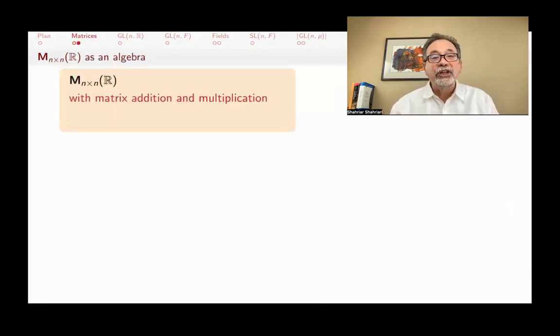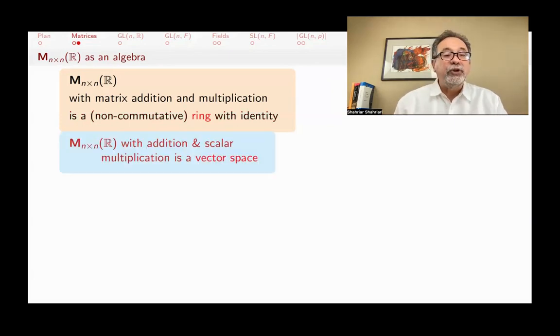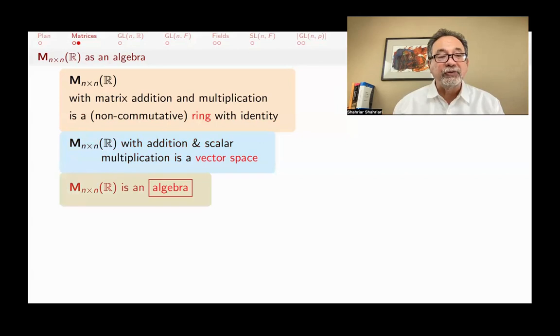With matrix addition and multiplication together, we have what's called a ring with identity, a non-commutative ring with identity. It doesn't matter if you know what that is or not. When we get to the ring theory lectures, we will go into that. If you look at n by n matrices with addition and scalar multiplication, then you have a vector space. And you can look at my linear algebra videos for an explanation. An object that's a ring as well as a vector space is called an algebra. And n by n matrices give us an example of an algebra.